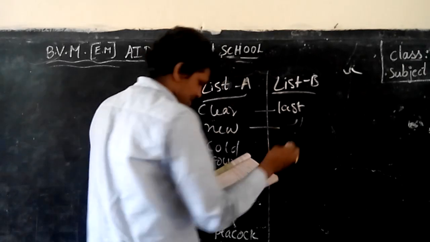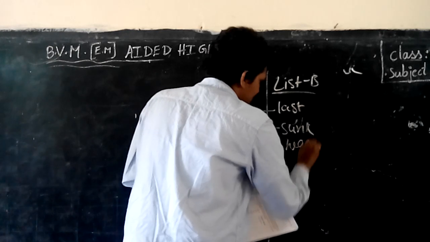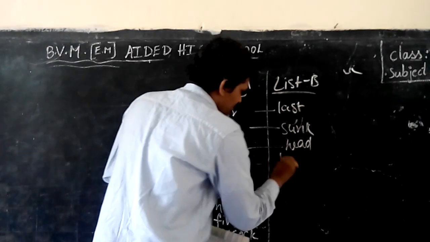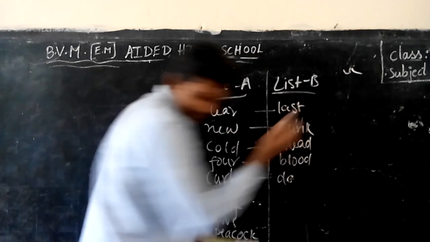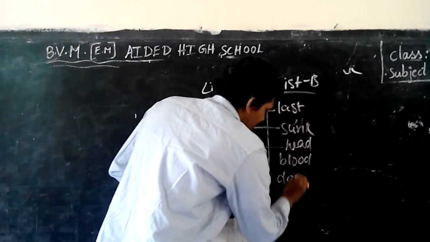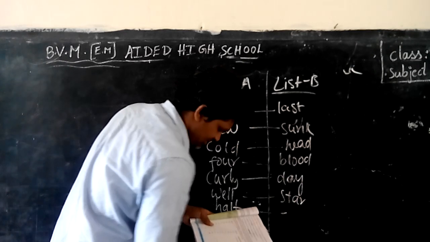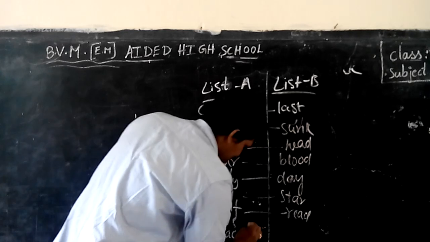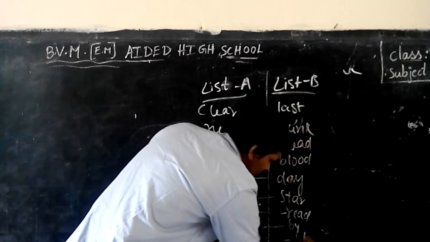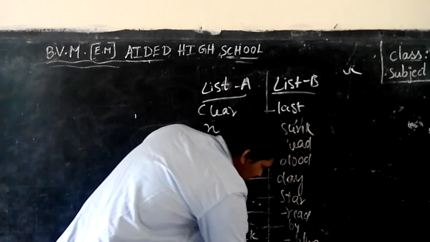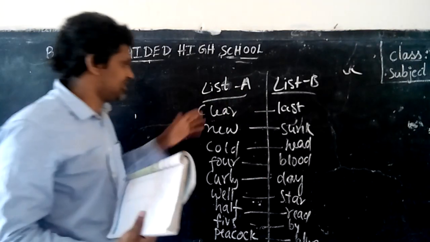Last, sunk, head, blood, day, star, red, white, blue, and next one. So like that, A side words and B side words are given here.